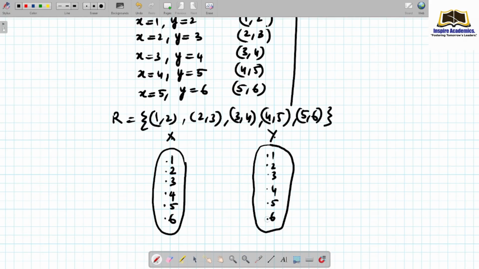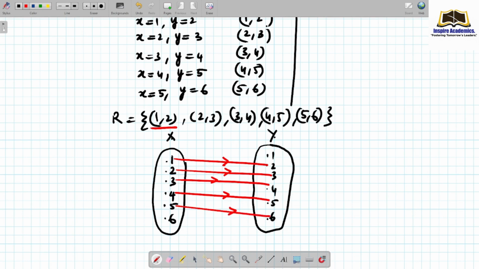Now let us take our input. 1 is mapped at 2. That is my first. So 1 is mapped at 2. Then 2 is mapped at 3. 3 is mapped at 4. 4 is mapped at 5. 5 is mapped at 6. So this is our arrow diagram.